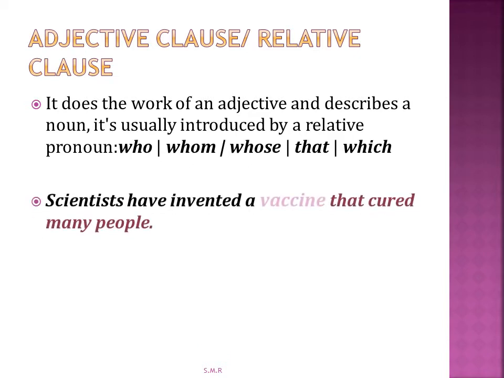Now let's take a simple example. Scientists have invented a vaccine that cured many people. In this sentence, you can observe that it is made up of a subject, scientists, verb, have invented, and a complete object, a vaccine. Here, the relative pronoun is that. That cured many people is a clause that describes the word vaccine.